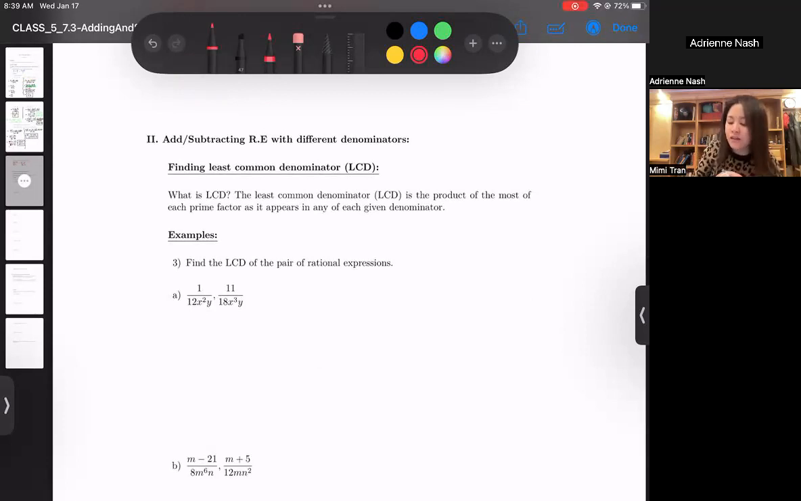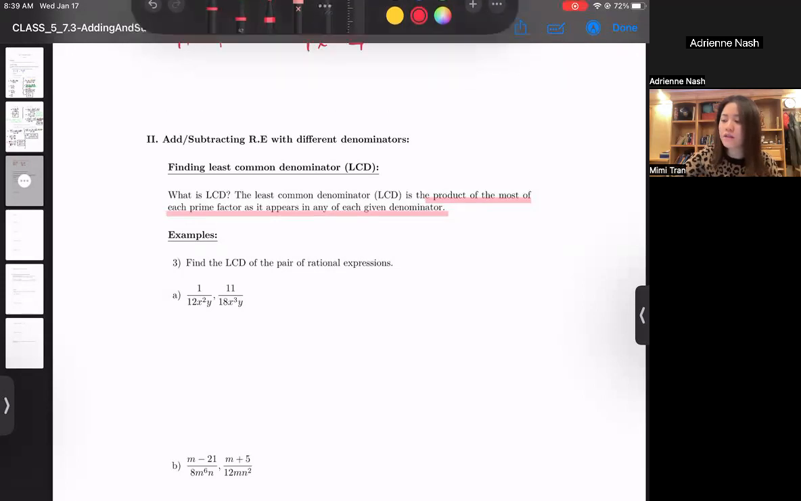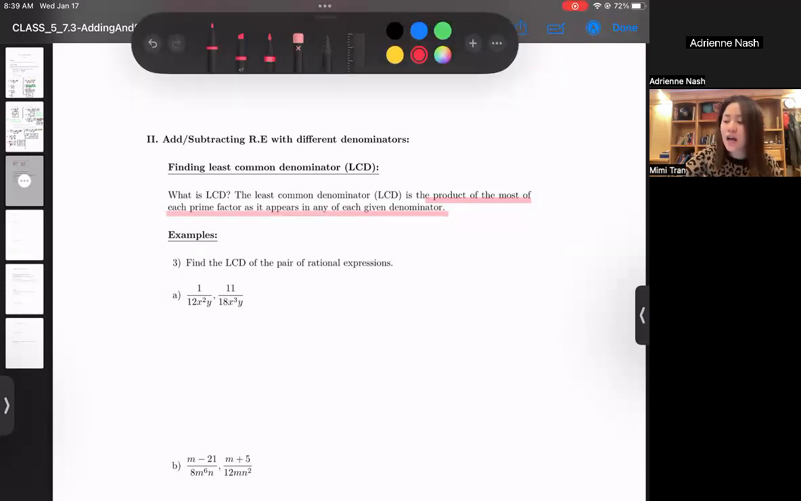Least common denominator, LCD, is the product of the most of each prime factor as it appears in any of the given denominators. What the hell does that mean, right? Quite a mouthful. So let me explain what the sentence means. For example, I want to find the least common denominator between 12 and 8.